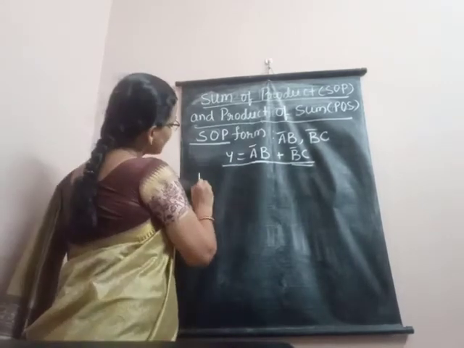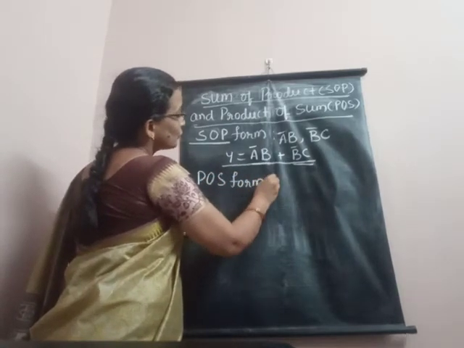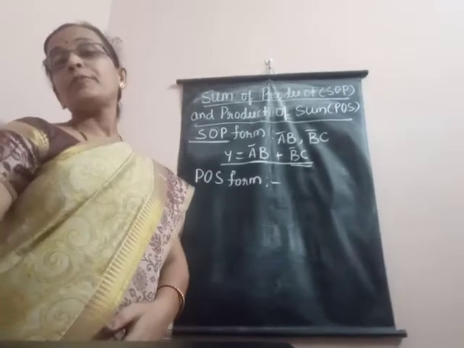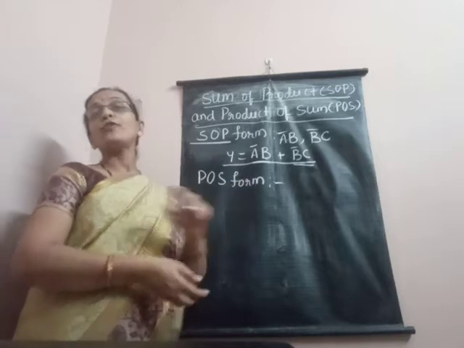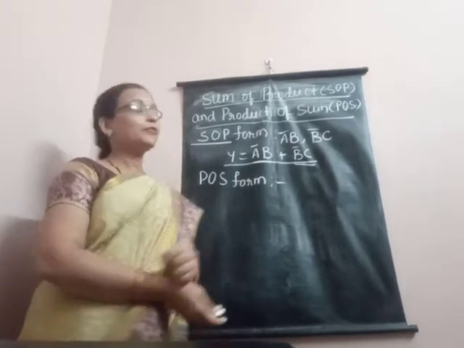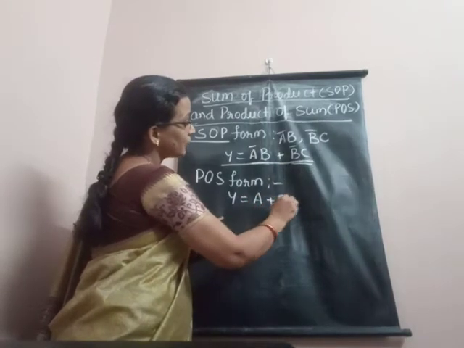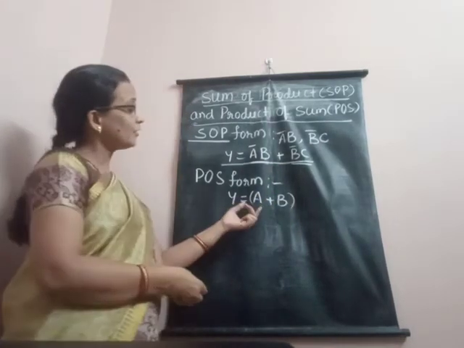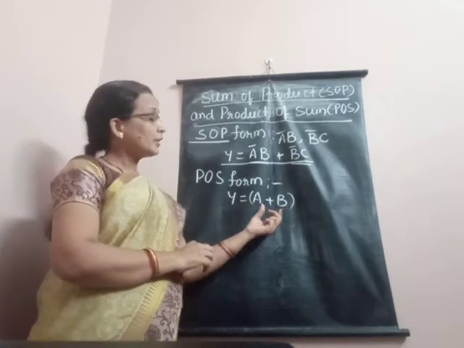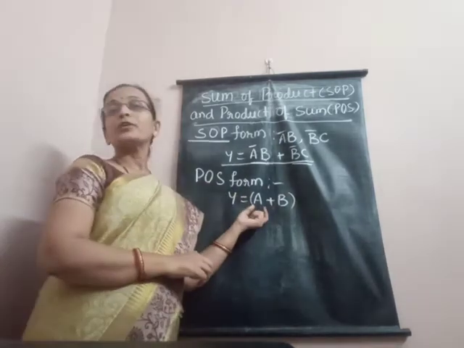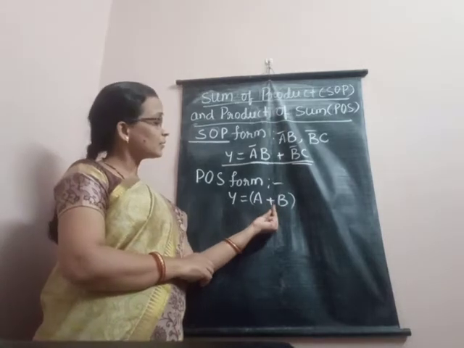Next, coming to the product of sum form expression. First, we will see which type of terms are known as product of sum forms. The logical OR function is referred to as a sum term. We know that we write the Boolean expression for the OR gate as A plus B. If A and B are two inputs, then we write y is equal to A plus B as the logical expression for the OR gate. That means the logical OR function is referred to as a sum term.